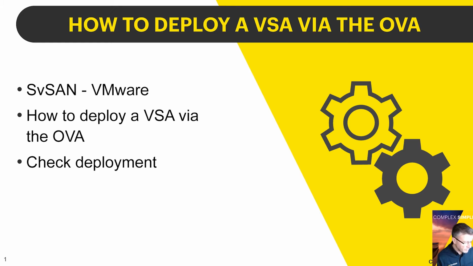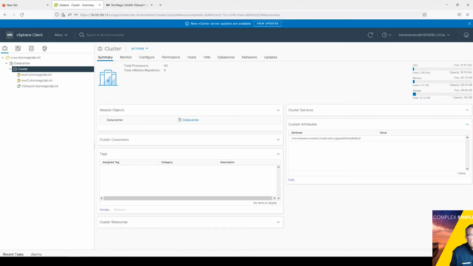So let's jump out of the slides, and you'll be familiar with this setup from many of the videos I've done already. We have our vCenter here, we have our data center, our cluster here. We've got two hosts. On host 1 we've already got our VSA deployed out. On host 2 we are going to deploy out the second VSA via the OVA. So we don't have a plugin here.